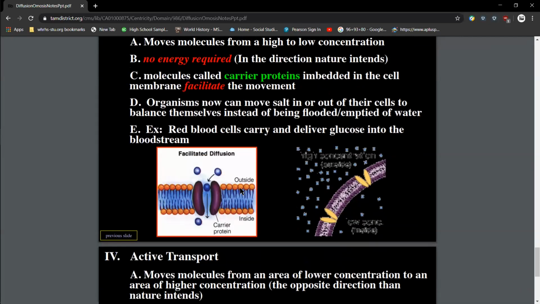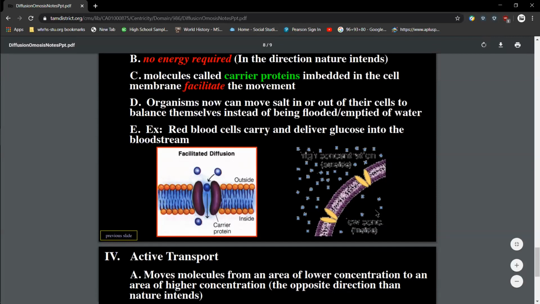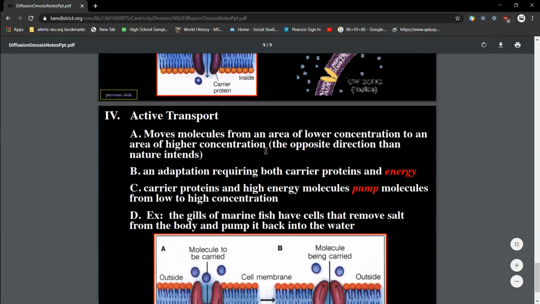So, an example of this is organisms moving glucose into the bloodstream. This is facilitated diffusion. The glucose just diffuses into the red blood cell through a carrier protein in the plasma membrane.